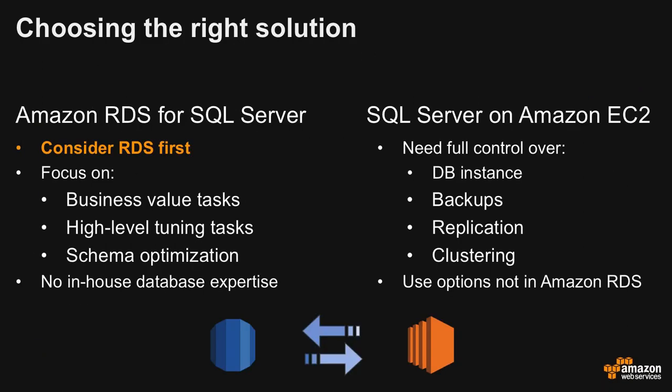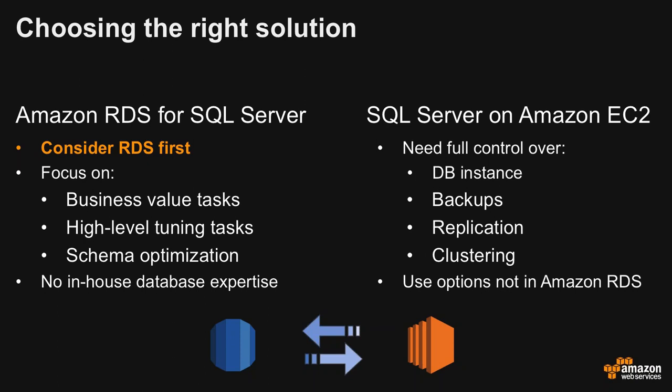So how do you make a decision about which is the right solution? We always ask our customers to consider RDS first because it enables them to focus on their high-value business tasks, making our customers only responsible for high-level tuning of queries and schema optimization. Therefore, there are no in-house database administration requirements for those organizations who can leverage RDS. If RDS is not possible, we then recommend SQL Server on Amazon EC2. In this case, customers have absolute full control over, and reliance on, the DB instance itself, backups, replication, and clustering.